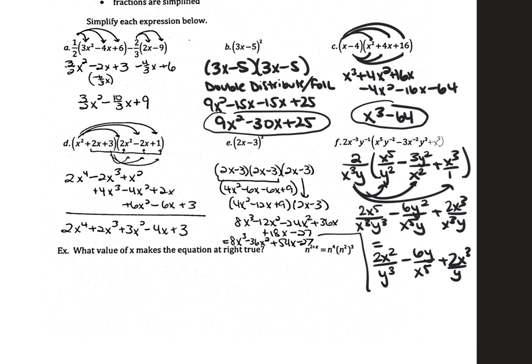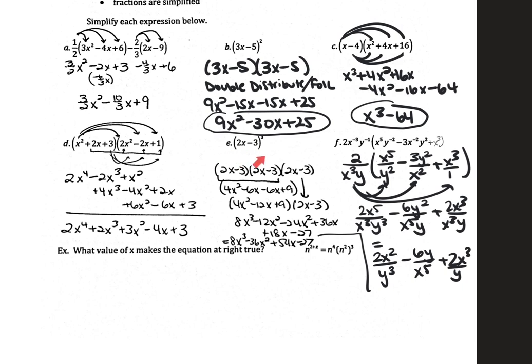C is a binomial times a trinomial, so you're going to double distribute again, the first term to everything behind, the second term to everything behind. And 2 terms times 3 terms should give you 6 multiplications. And then when I combine my like terms, this is my answer here. D just shows you a triple distribution, a trinomial times a trinomial, 3 times 3. Look at how many multiplications we have, 9 multiplications. And then I just combine my like terms.